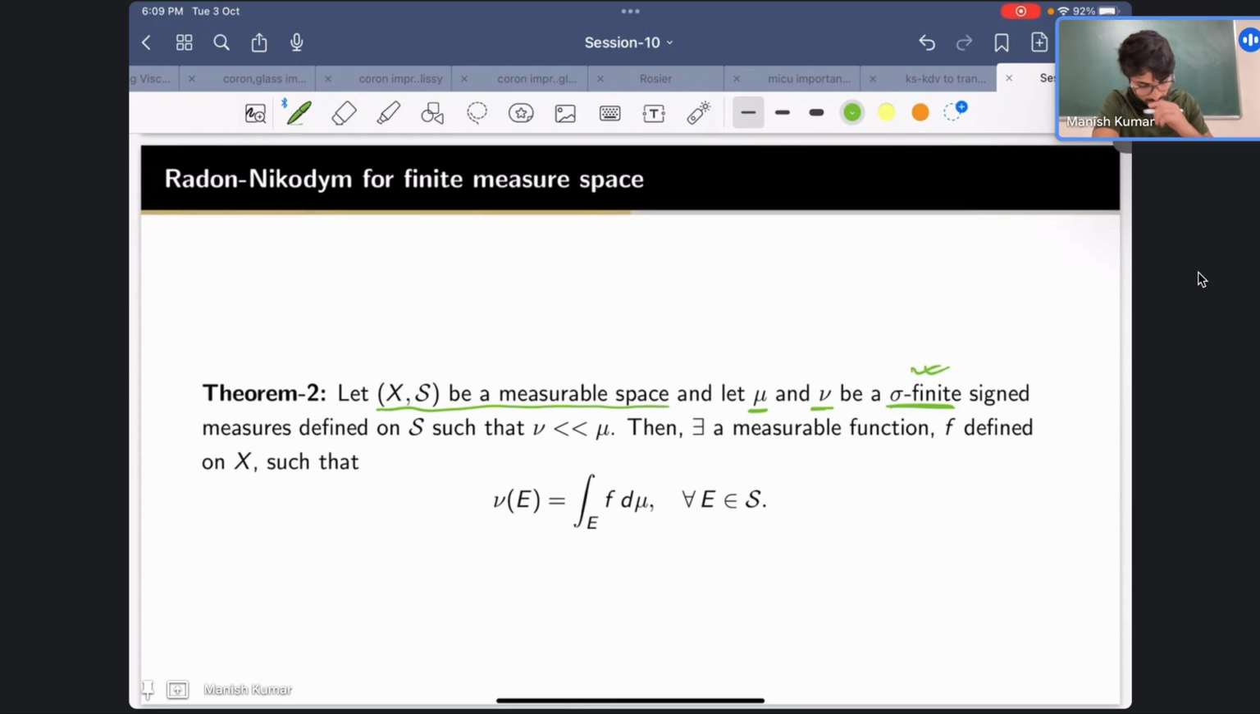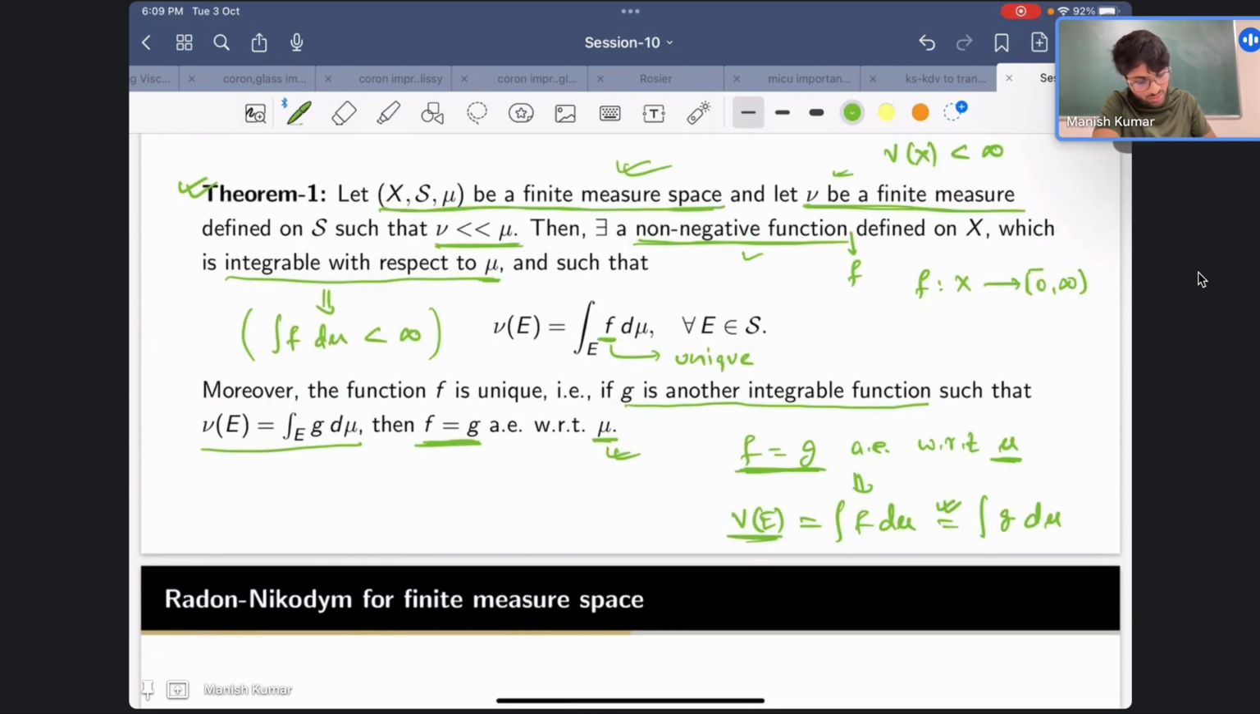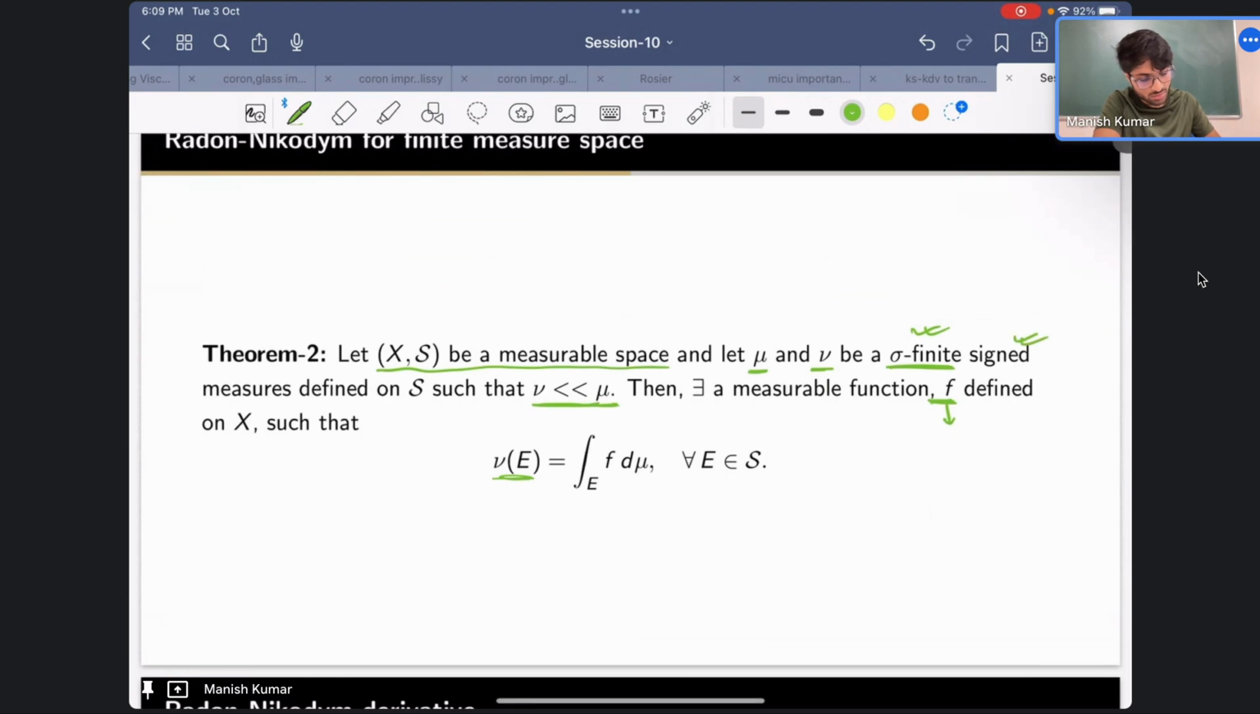If you have mu and nu, sigma finite signed measures, such that nu is absolutely continuous with respect to mu, then there exists a measurable function f such that nu of E is equal to the integral of f d mu. Here you don't have a non-negative function, you have just a measurable function. In the earlier theorem it was non-negative, because those measures are positive measures, so the function we get should be non-negative. Here, since we are dealing with signed measures, the function is just a measurable function, need not be non-negative.